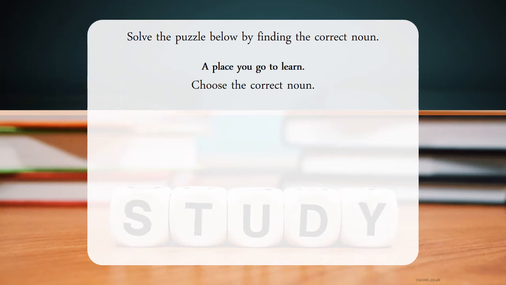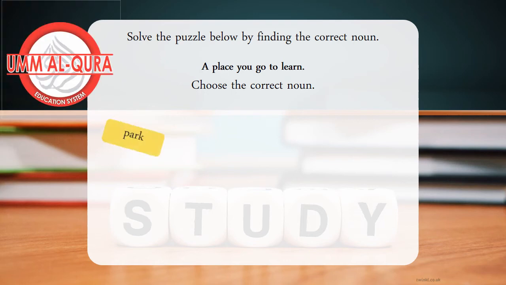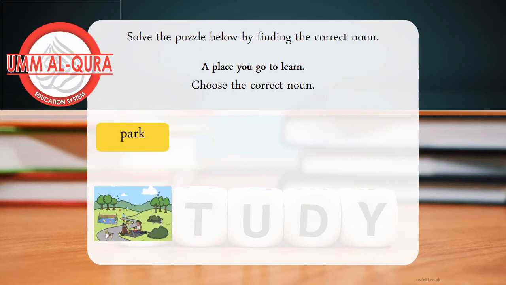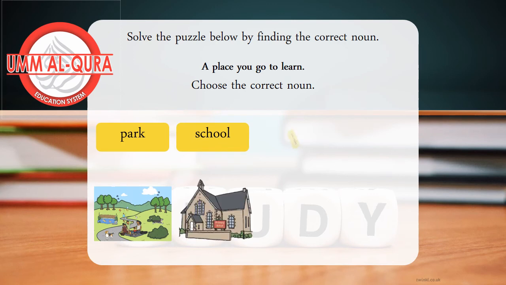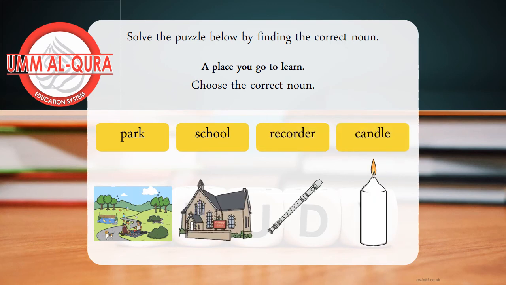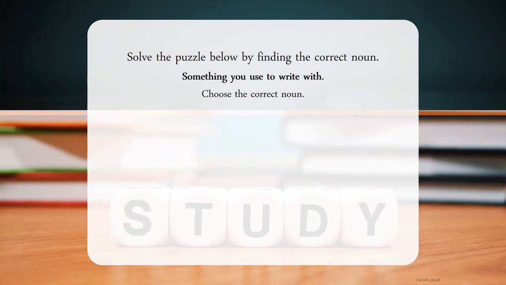Solve the puzzle again. A place you go to learn. Where do we go to learn? Tell me. Do you go to learn at a park, a school, a recorder, or a candle? Obviously, we go to the school to learn.